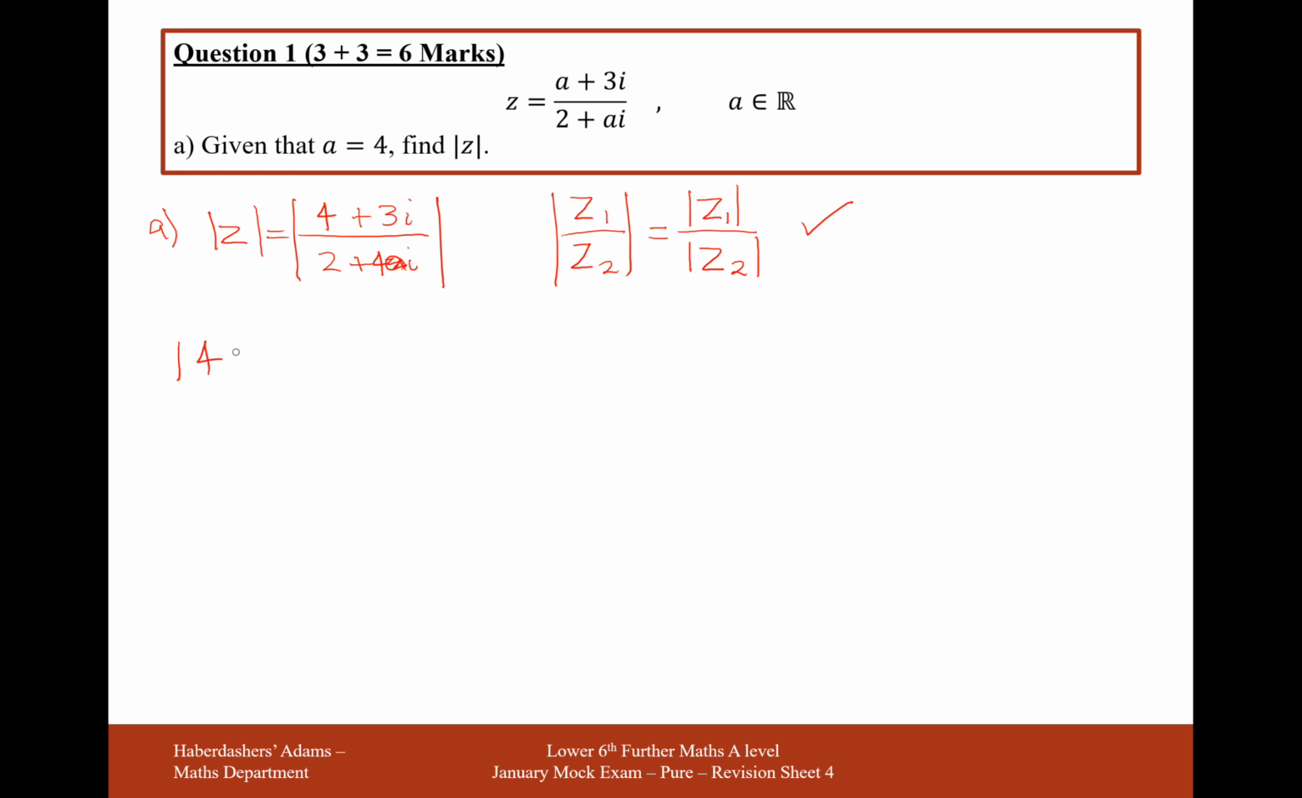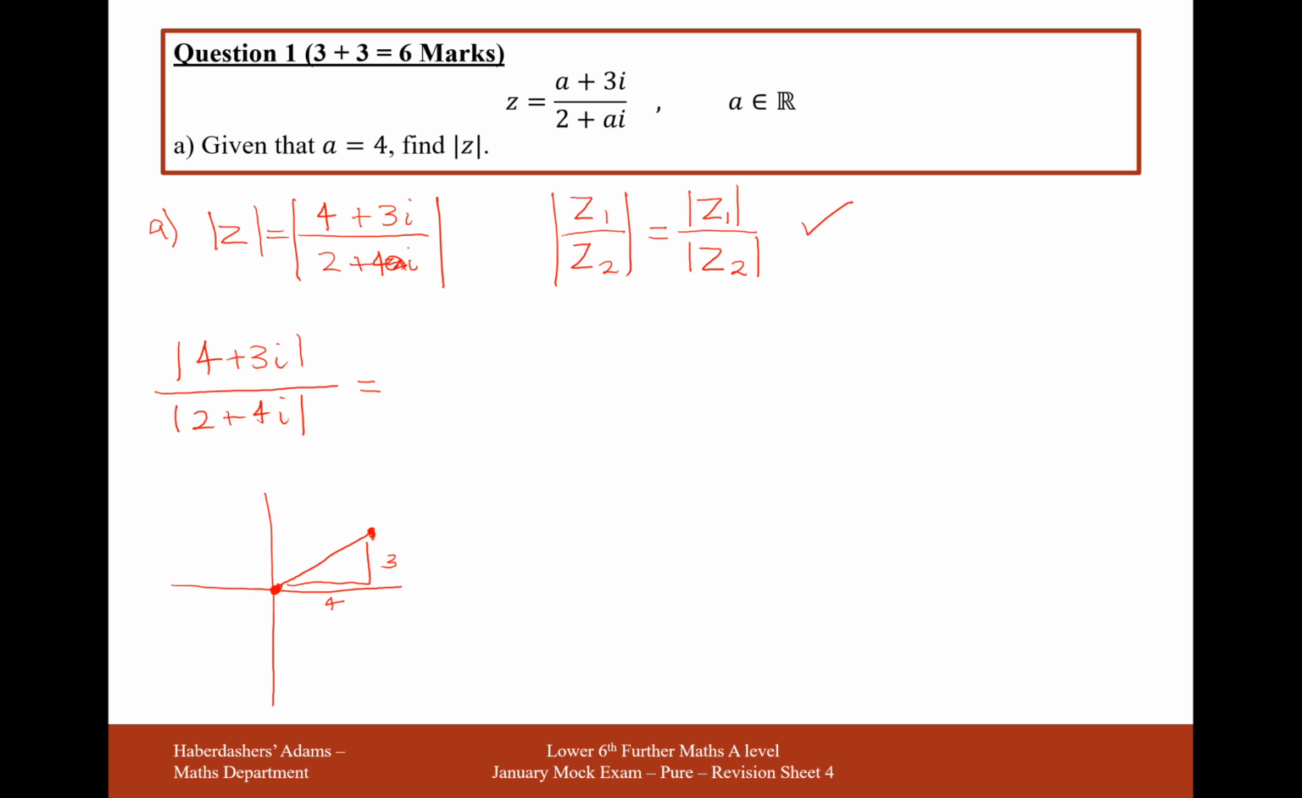I'm going to work out the modulus of 4 plus 3i separately from the modulus of 2 plus 4i, and then I'm going to divide one by the other. So just a reminder then, the modulus of a complex number is its distance on an Argand diagram from the centre to its coordinate, effectively 4 plus 3i in this case here.